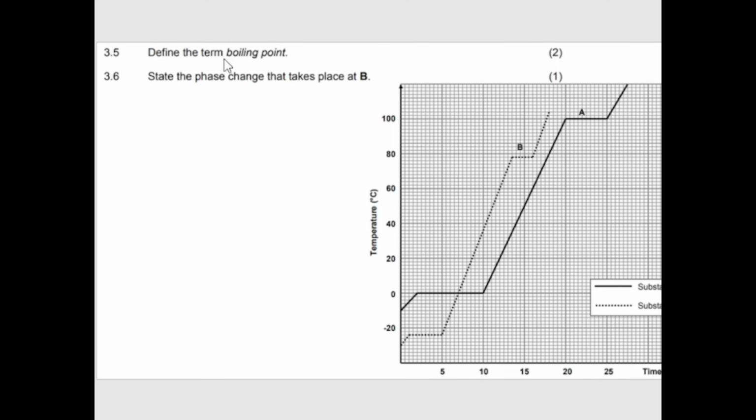3.5 asks for the boiling point definition. And in grade 10, boiling point is one of the most important definitions that you're going to learn, that will be tested in matric. So make a very, very important point in your book that this is a matric definition. We love asking this in matric. And I set matric papers, I mark matric papers, so I know. So learn this one now in grade 10 and know it off by heart because it will be coming back in grade 11 and in grade 12.